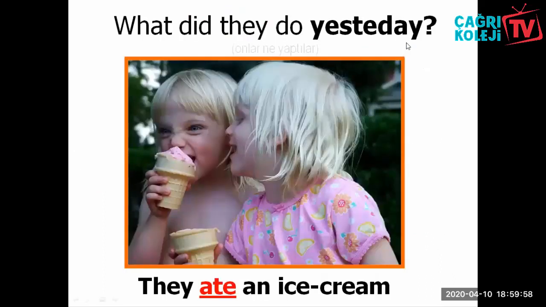So here, look at the picture. What do you see? You see two children. What are they doing right now? They are eating ice cream. Let's imagine that they did this action yesterday. So my question, what did they do yesterday? They ate an ice cream. Eat changes into ate. Eat, first form of the verb. Ate, second form of the verb.